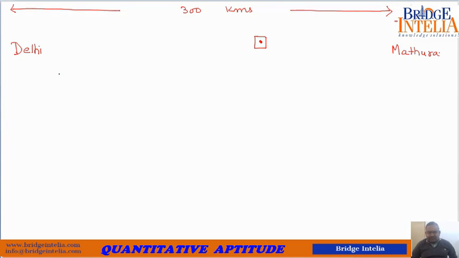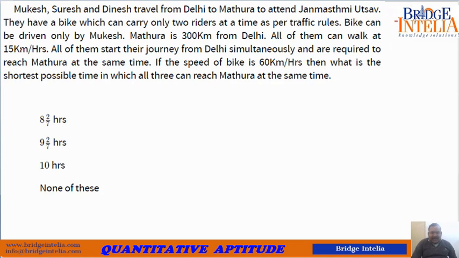Now let's see how you can solve this. It is given that the distance between Delhi and Mathura is 300 kilometers. What else is given? If you walk, you travel at 15 kilometers per hour. If you travel on a bike, you travel at 60 kilometers per hour. Now compare 15 and 60.